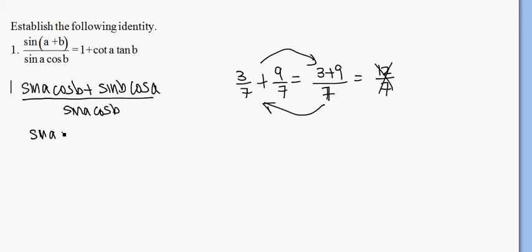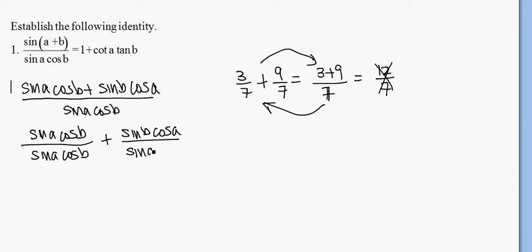So this will be the sine of a cosine of b all over the sine of a cosine of b, plus the sine of b cosine of a all over the sine of a cosine of b. This cancels, I just get 1. And here, sine of b over cosine of b is equal to tangent, and cosine of a over sine of a is equal to cotangent. So therefore, these two are tan of b, and these two are cotan of a. And I got it.